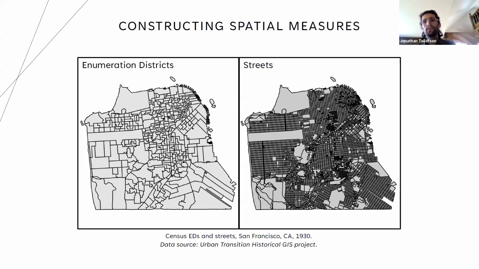We don't have access to spatial data below that enumeration district level. We don't have street grids that are mapped out or address locators for this period. So this lets me measure proximity at a smaller spatial scale than the available spatial data allow.